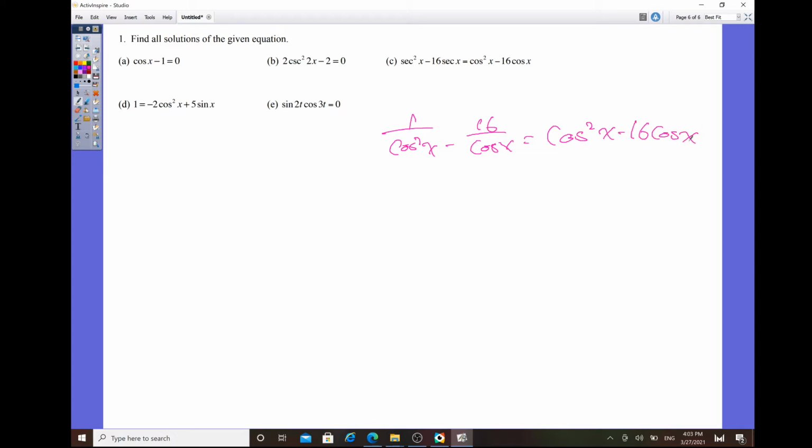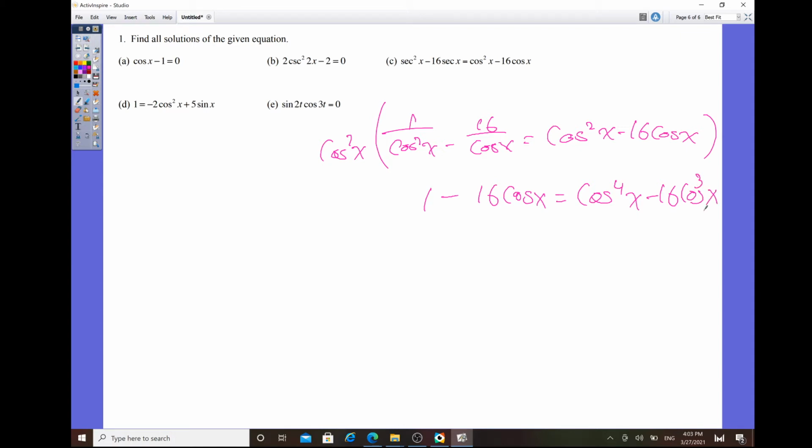So multiply by the LCD. I'll just multiply everything by cosine squared of x. So we get 1 minus 16 cosine of x, which equals cosine to the power of 4 of x minus 16 cosine to the power of 3 of x.